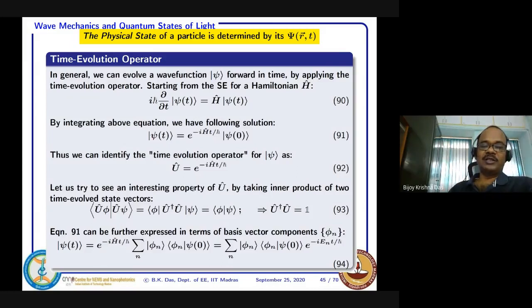This is related to whatever we discussed in the previous class, the different types of matrices and their properties. Here we suppose we operate U on psi, and then we take the inner product with another state vector phi. So you are operating on one state vector psi and then taking the inner product between them with another state vector phi.